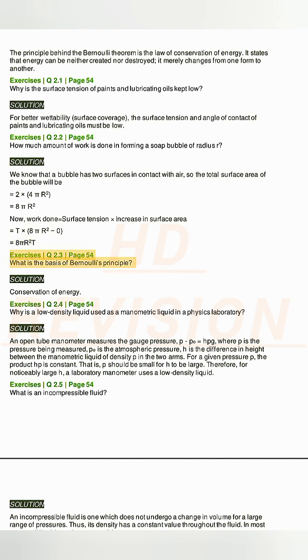Exercises Q2.3, page 54. What is the basis of Bernoulli's principle? Solution. Conservation of energy.